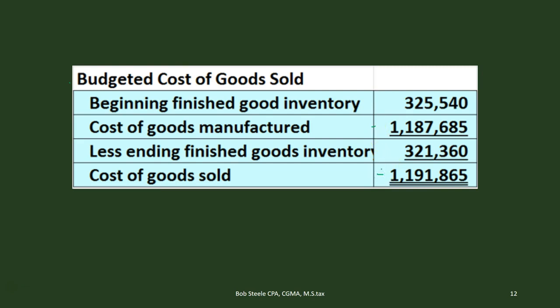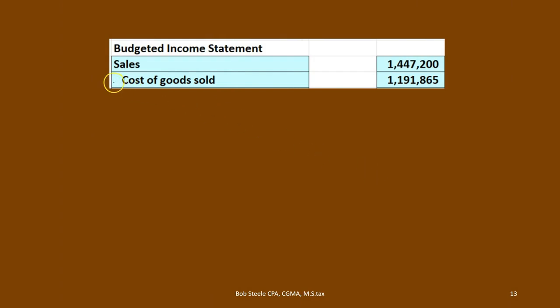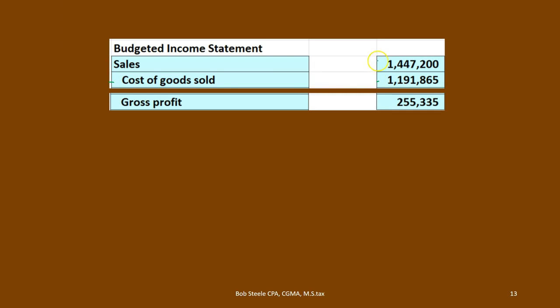Then we can, of course, take the cost of goods sold number and plug that into our budgeted income statement at this point. Then we're going to have the gross profit. That's going to be the sales minus the cost of goods sold. That will give us the gross profit calculation as normal. Then we're going to have the operating expenses, all other expenses here.